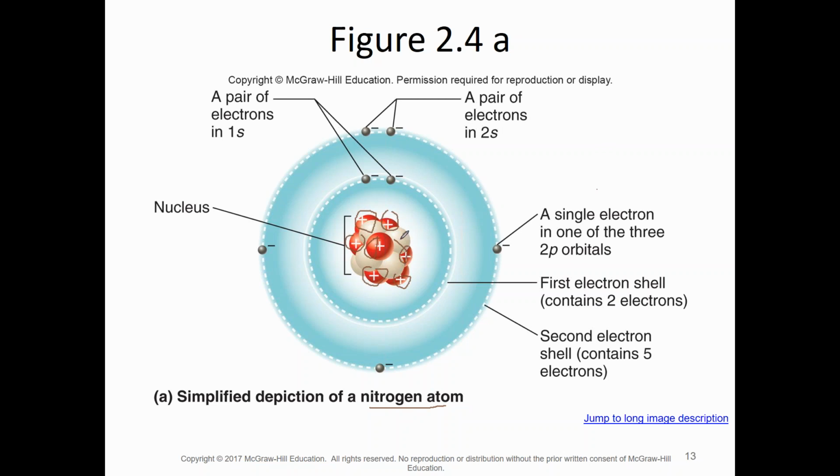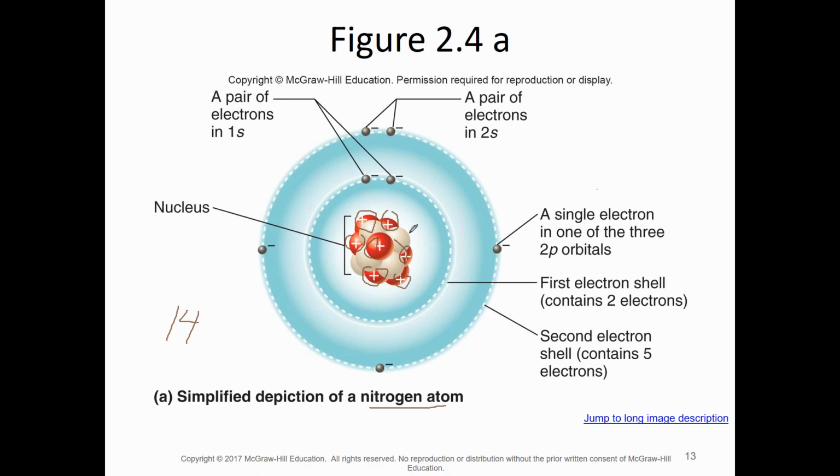There's probably just about that many neutrons because most nitrogen atoms have a mass of about 14, and that's typically the number of protons plus the number of neutrons. And of course, the number of electrons should equal the number of protons.